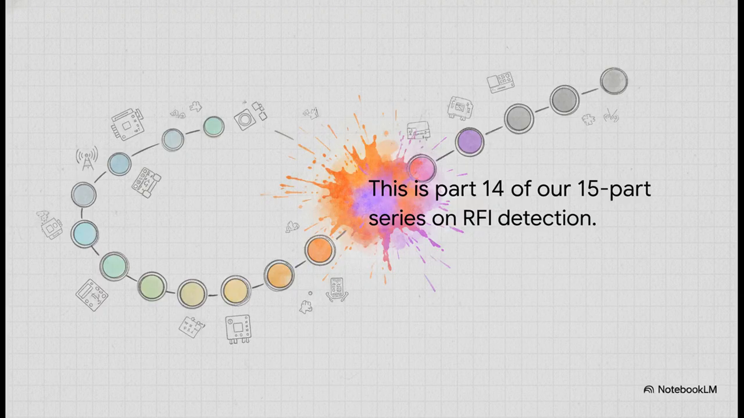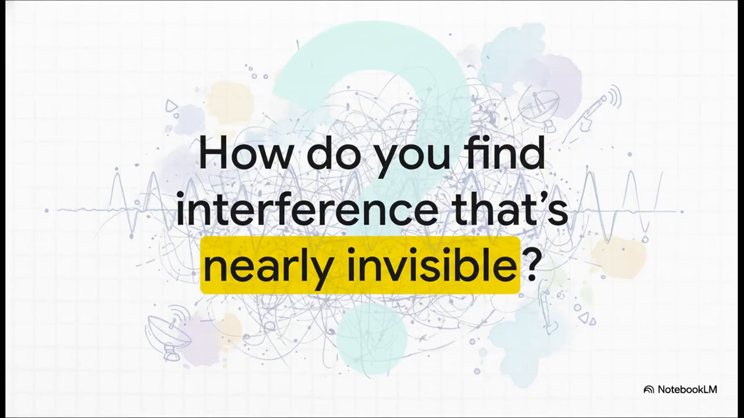Now, for those of you who've been on this deep dive with us, you know this is part 14 of our 15-part series. We've gone through the hardware, the antennas, all the fundamentals. Today we get to the really exciting stuff, the advanced digital methods that are totally changing the game. So here's the big question. How do you find interference that's practically invisible?